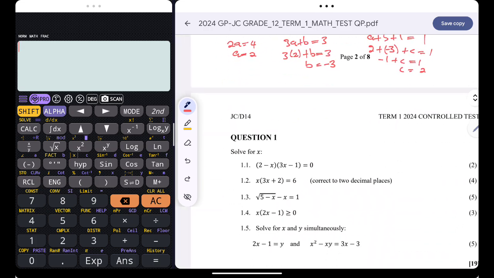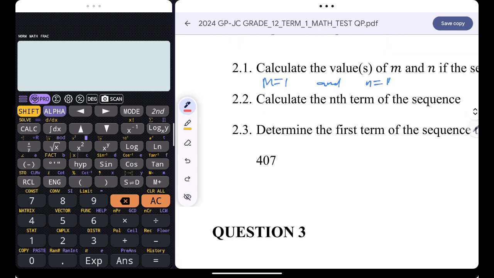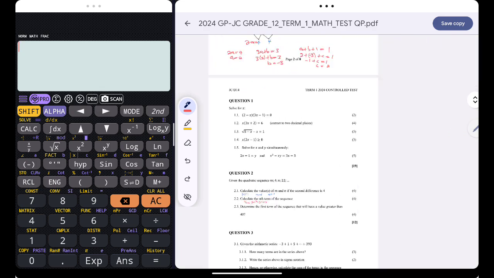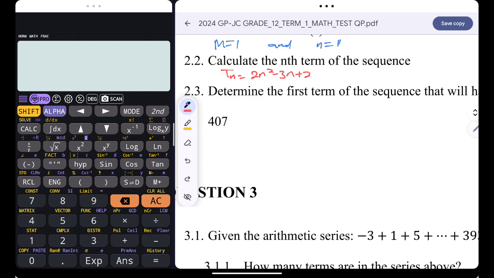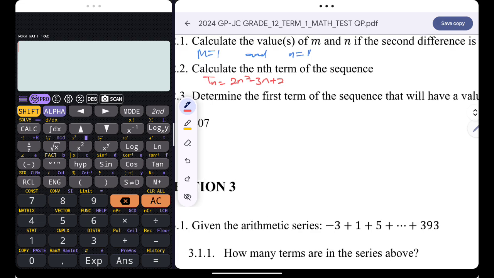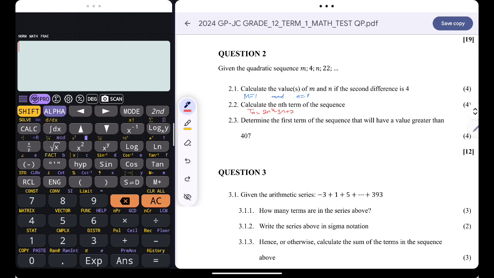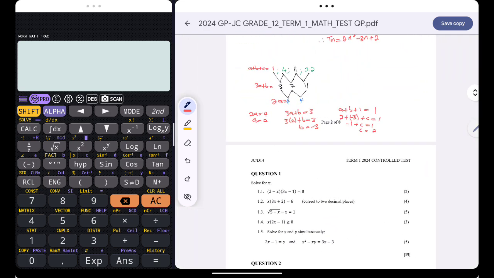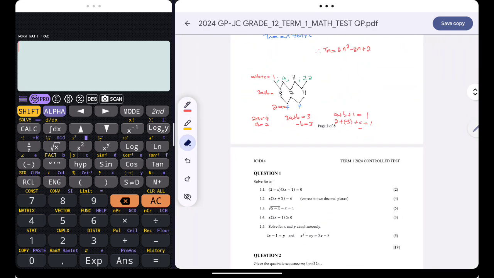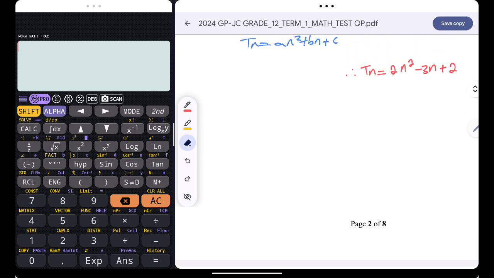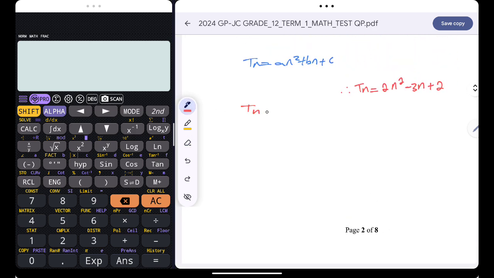So the nth term of the sequence, Tn, is just 2n squared minus 3n plus 2. Okay? And then now I'm supposed to determine the first term of the sequence that will have a value which is greater than 407. The first value that will be greater than 407. Basically they are telling me that they want to find a term which is greater than 407.